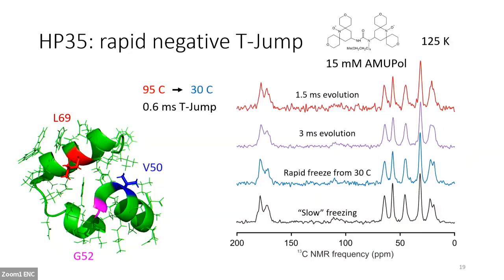We see that the splitting of the valine 50 methyl carbon peaks is absent after a 1.5 millisecond evolution time after this temperature drop, and even after a 3 millisecond evolution time, it hasn't fully developed. So these results are quite preliminary, but we can infer some interesting facts from this.